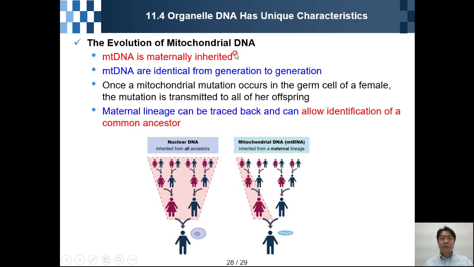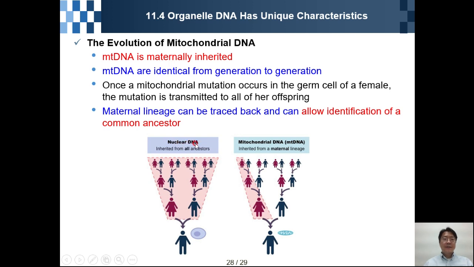In this slide, I will explain the evolution of mitochondrial DNAs. As I mentioned earlier, mitochondrial DNA is maternally inherited. So this is the mitochondrial DNA inherited from the maternal lineage like this. Mitochondrial DNAs are identical from generation to generation. So once a mitochondrial mutation occurs in the germ cell of a female, the mutation is transmitted to all of her offspring.